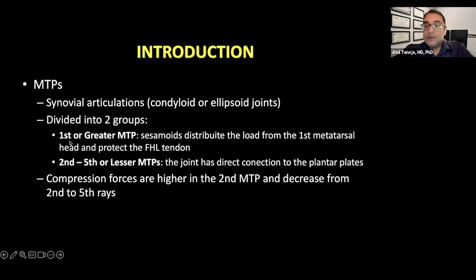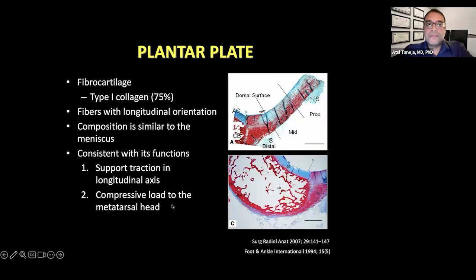The first is the greater MTP, where the sesamoids will distribute the load from the first metatarsal head and protect the FHL, the flexor hallucis longus tendon. Differently, in the second through fifth MTPs, or the lesser MTPs, the joint has direct connection to the plantar plates. What I'm trying to say is that the greater MTP has its own anatomy. I'll show you a little bit about that today. And compression forces are higher in the second MTP, and then they decrease along each ray through the fifth.